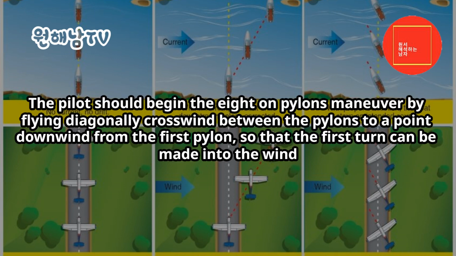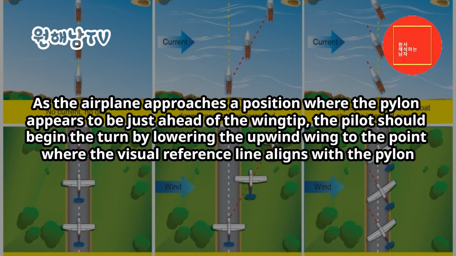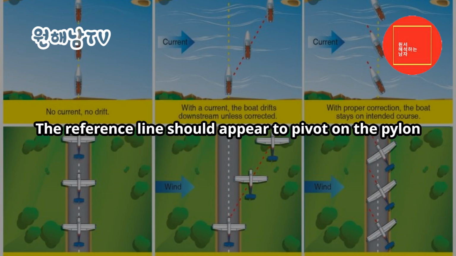The pilot should begin the AITs on pylons maneuver by flying diagonally crosswind between the pylons to a point downwind from the first pylon, so that the first turn can be made into the wind. As the airplane approaches a position where the pylon appears to be just ahead of the wingtip, the pilot should begin the turn by lowering the upwind wing to the point where the visual reference line aligns with the pylon. The reference line should appear to pivot on the pylon.